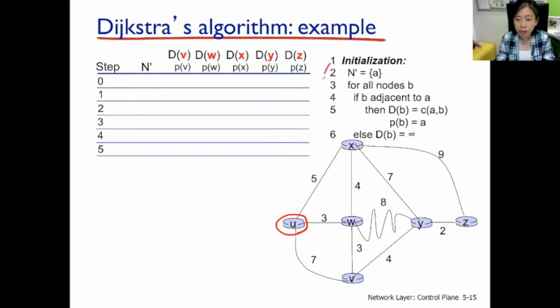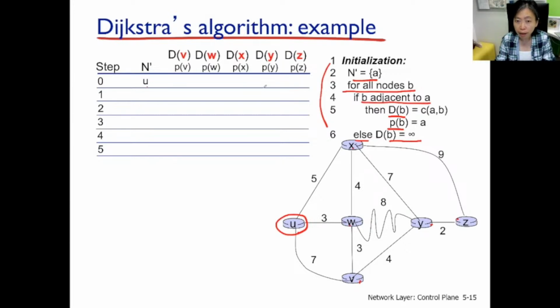Now the initialization phase says let's include the source into the M prime. Therefore, we see U here appearing in M prime. Next thing is to go over all other nodes: X, W, V, Y, Z. For those who are adjacent to U, we set the minimum distance to it and set the predecessor to reach it. Otherwise, if they're not directly adjacent to U, set the distance to infinite.